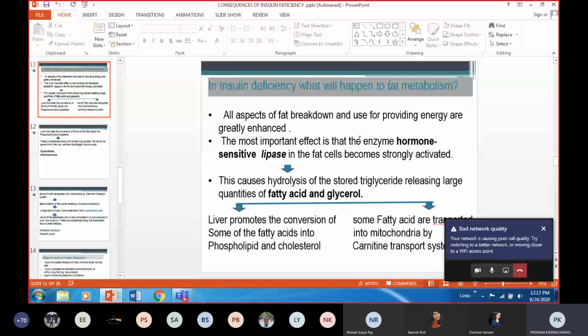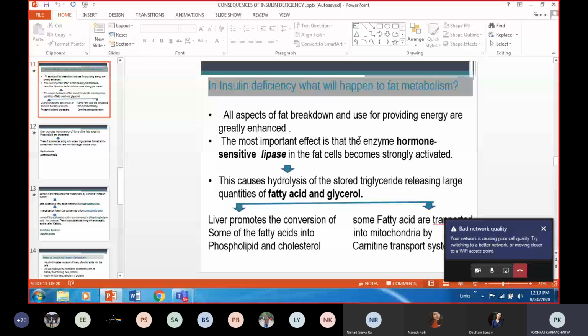You can say two pathways. Either the liver will promote the conversion of some of the fatty acid into phospholipid and cholesterol, or some of the fatty acid will be transported into mitochondria by the carnitine transport system. So there can be two things. Either there will be conversion of fatty acid into phospholipid and cholesterol, or fatty acid will be transported into mitochondria by the carnitine transport system. So we will see one by one.